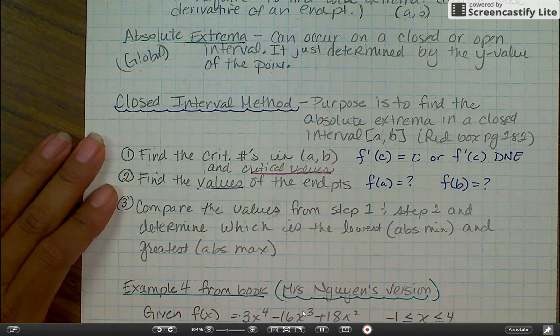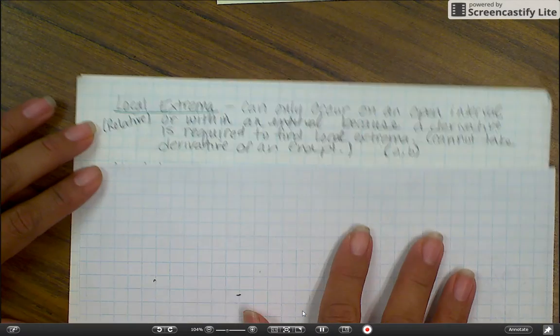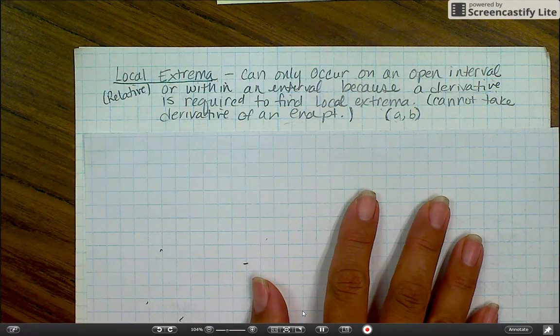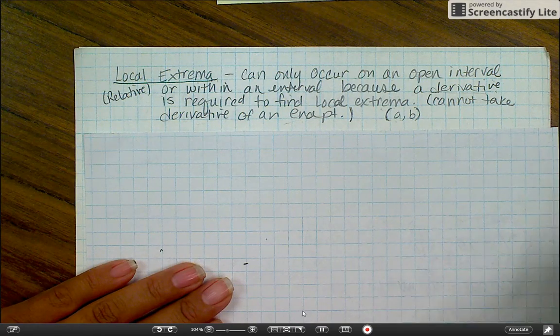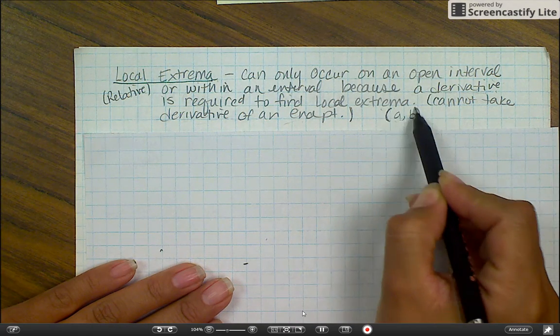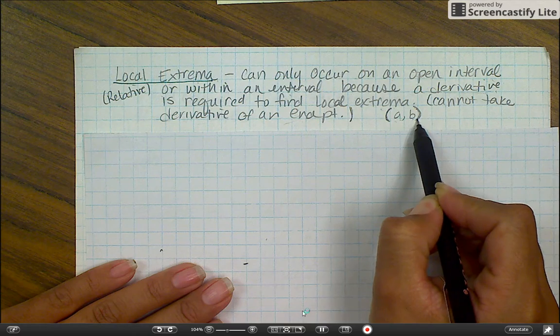All right, students. So we're going to talk about local extrema. They can only occur on an open interval because a derivative is required to find the local extrema. Since you cannot take a derivative of an endpoint, that's why a local extrema cannot occur on endpoints. So you will always be looking at an open interval from A to B.